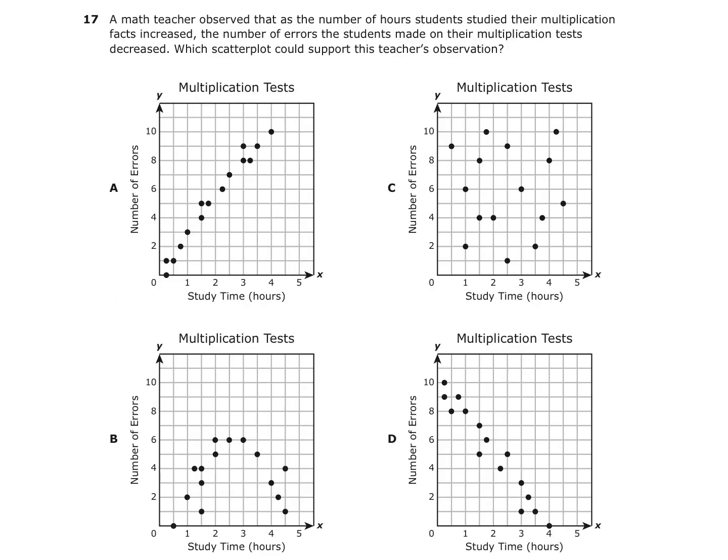Okay, for the next problem, number 17, a math teacher observed that as the number of hours students studied their multiplication facts increased, the more they studied, the number of errors the students made on their multiplication tests decreased. Which scatter plot could support this teacher's observation? So hours increased and the number of errors decreased. So we're looking at something that's decreasing.